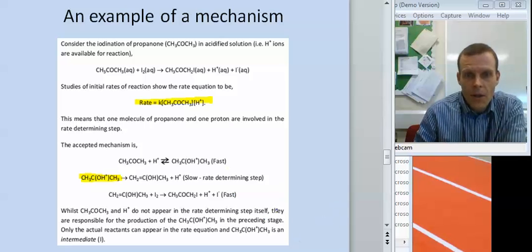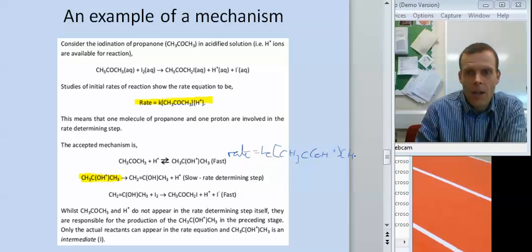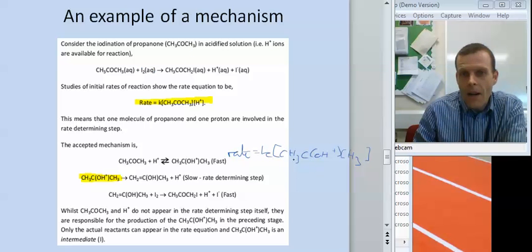So if we just looked at this mechanism, I would be expecting that rate equals K CH3COCH3 plus CH3. However, this isn't actually a reactant. This isn't something that I'm adding in my solution. So I can't have that in my rate equation. I've got to think, well, where did this come from? And this has come from here.